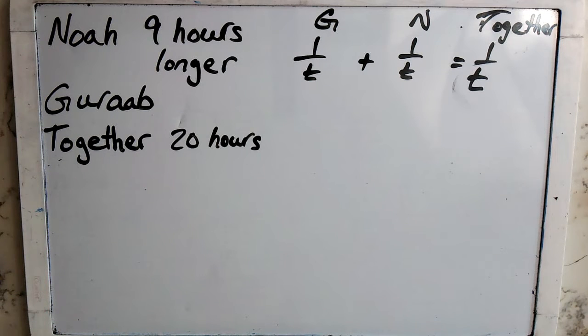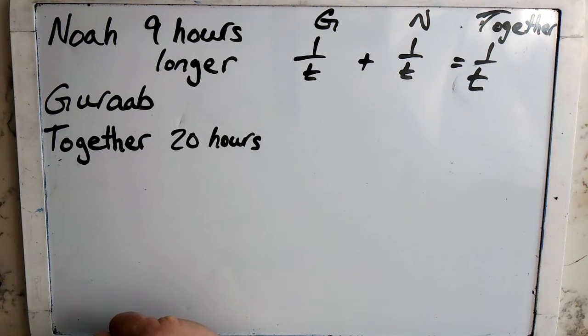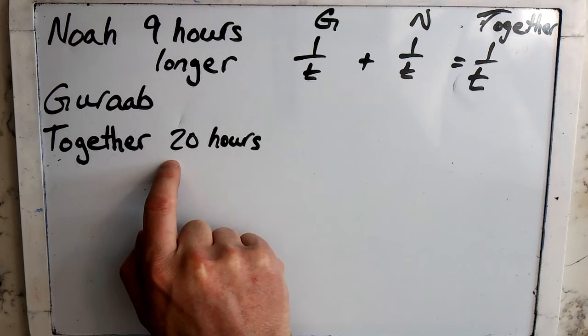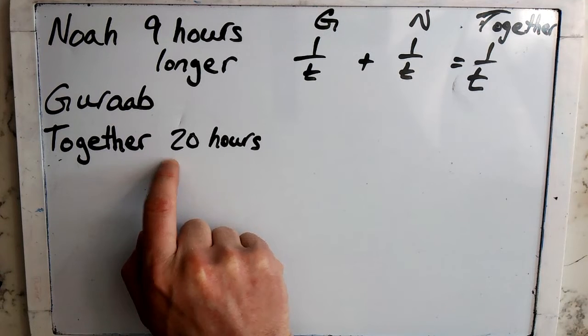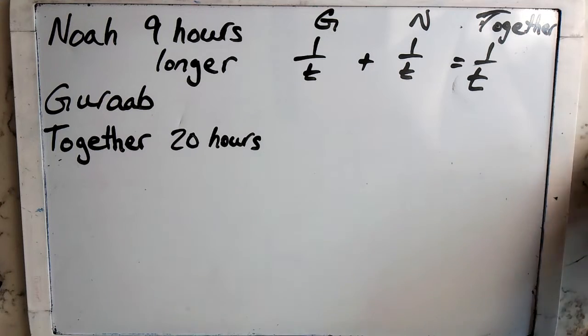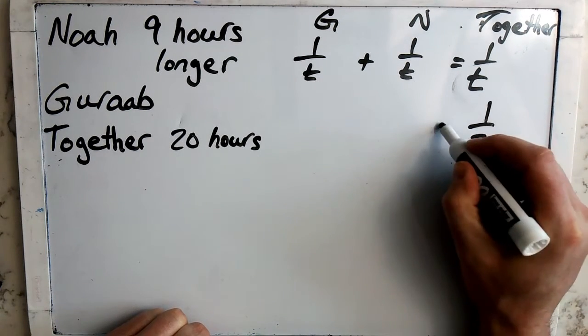So read through this one in the notes, but the basic idea is Noah takes 9 hours longer. We're not actually given the time for Noah. We have no idea what Gustav is, but we're told 20 hours together. So how do we figure this one out? The easy one is 20. We're going to put this in the answer, 1 over 20.